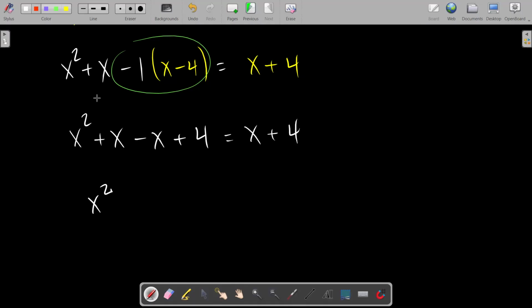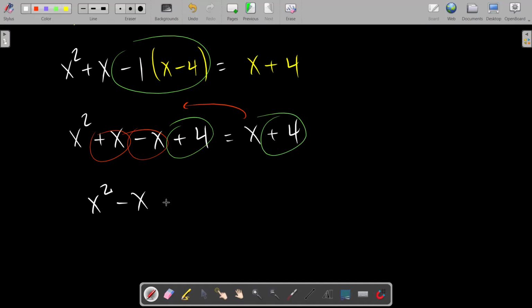So tell me about these two that I'm circling in red. They're gone. And then if I just move Mr. Solo over here, I'm just left with minus x. And then tell me about these fours. They're going to cancel. So we're left with x squared minus x equals 0. What do we do? Thinking of a word that starts with F. Hey, factor, pull out an x.